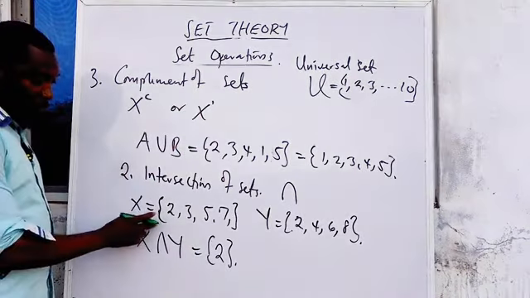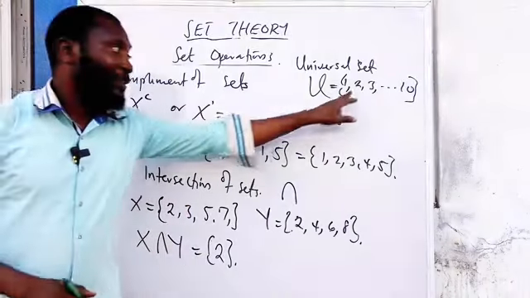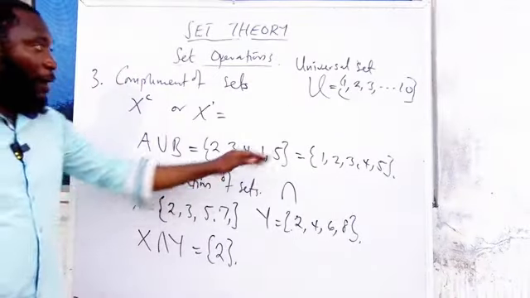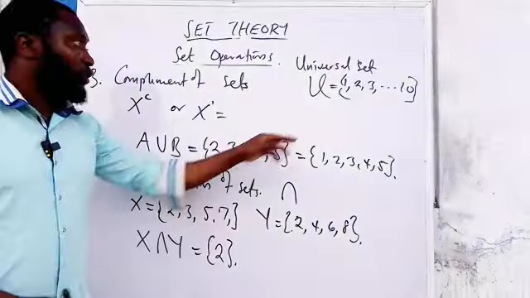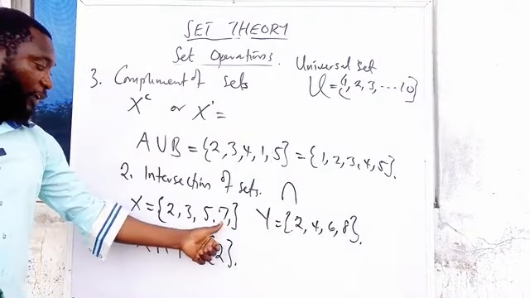Now our X complement here. What are the members of universal set here? Because this is our universal set now, 1 to 10. From 1 to 10, which of those numbers are not here? So that is complement of X.